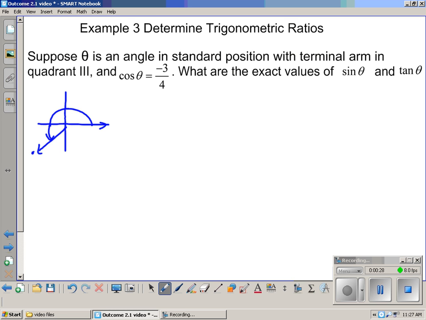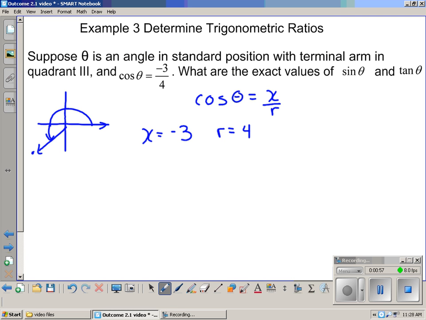We're told that cosine of theta is negative 3 over 4. We know that cosine of theta in terms of x, y, and r is x over r. So we know that x is equal to negative 3 and r is equal to positive 4. What are the exact values of sine theta and tan theta? So we need to find y.